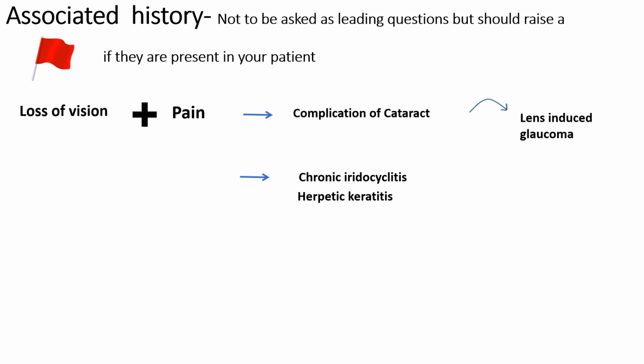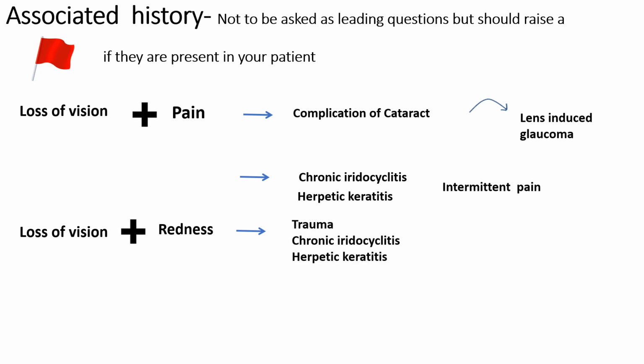Chronic iridocyclitis and herpetic keratitis can also present with pain, but please remember, it is intermittent pain. The disease course itself goes on for many years. So there's an on and off pain, associated with complicated cataract, and the patient has loss of vision. And loss of vision associated with redness, again, our differential diagnosis might be trauma. Acute onset of loss of vision with redness might be trauma. But if it's a chronic one, the same causes of loss of vision and pain, like chronic iridocyclitis and herpetic keratitis, might present with uveitis and complicated cataract and redness. So redness and pain might be there.